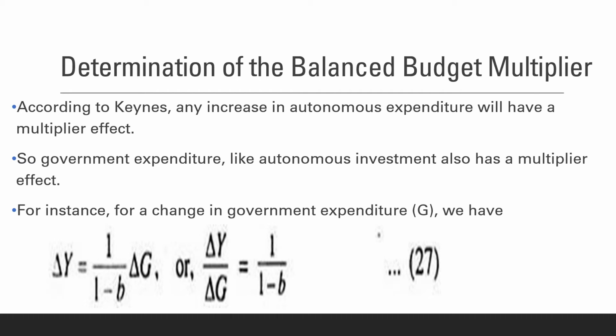As per Keynes, any increase in autonomous expenditure will have a multiplier effect. So government expenditure, like in the case of autonomous investment, has a multiplier effect. For example, for a change in government expenditure, delta Y is equal to 1 by 1 minus b into delta G, or delta Y by delta G is equal to 1 by 1 minus b. Here delta Y is the change in income, where in 1 minus b, b represents MPC, the marginal propensity to consume, and delta G is the change in government expenditure.